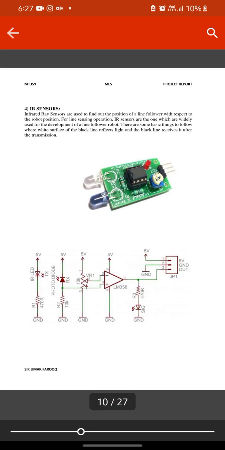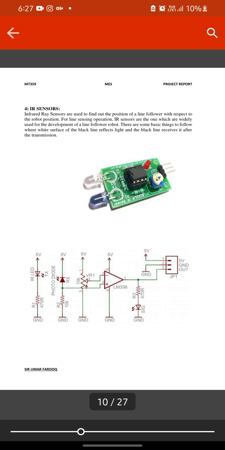Then we used an IR sensor. Now we actually use 3 IR sensors mounted in front of our robot to detect the path. Infrared sensors are used to find out the position of a line follower with respect to the robot position. The rays collide with the path which is to be followed, and then come back to the IR sensor, which detects them and sends a signal through Arduino.